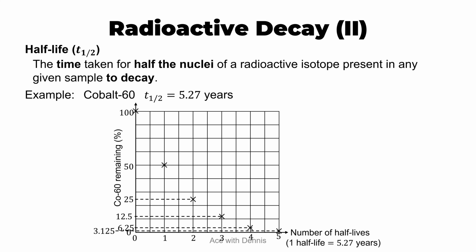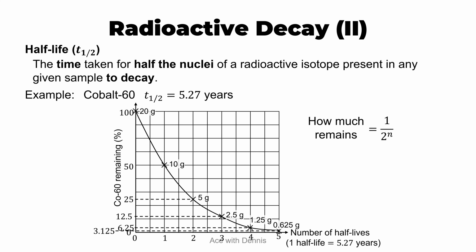We can join these points together and form a curve. Okay, so now in terms of mass, let's start with 20 grams. Initially, it has 20 grams. After one half-life, the mass becomes 10 grams. After two half-lives, it becomes 5 grams. The third half-life, it remains 2.5 grams. Fourth half-life, 1.25 grams. And the fifth half-life, 0.625 grams. Okay, so this is how we calculate how much remains.